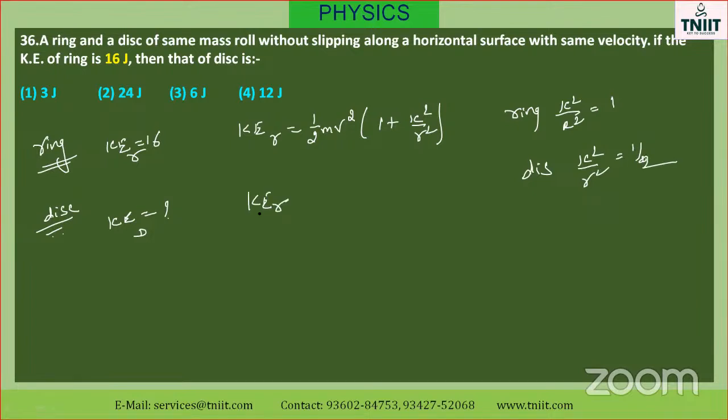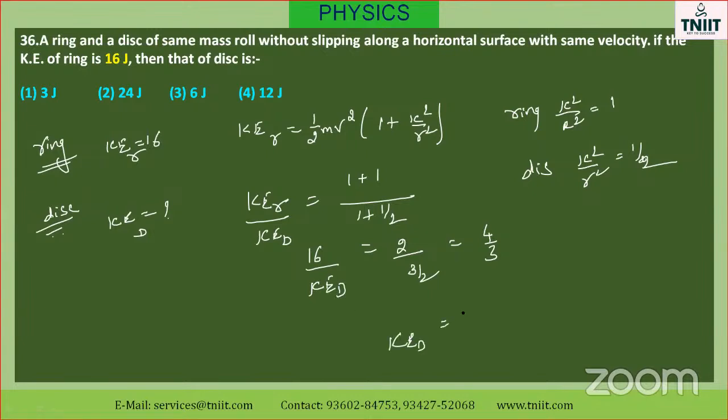Therefore, kinetic energy of the ring divided by kinetic energy of the disk: half mv squared will get cancelled, leaving 1 plus 1 divided by 1 plus half. So 2 divided by 3 by 2, that is 4 by 3. Kinetic energy of the ring is 16, and you have to find the kinetic energy of the disk. So kinetic energy of the disk is 16 into 3 divided by 4. 16 by 4 is 4, and 4 into 3 is 12. So 12 joule is the kinetic energy of the disk.